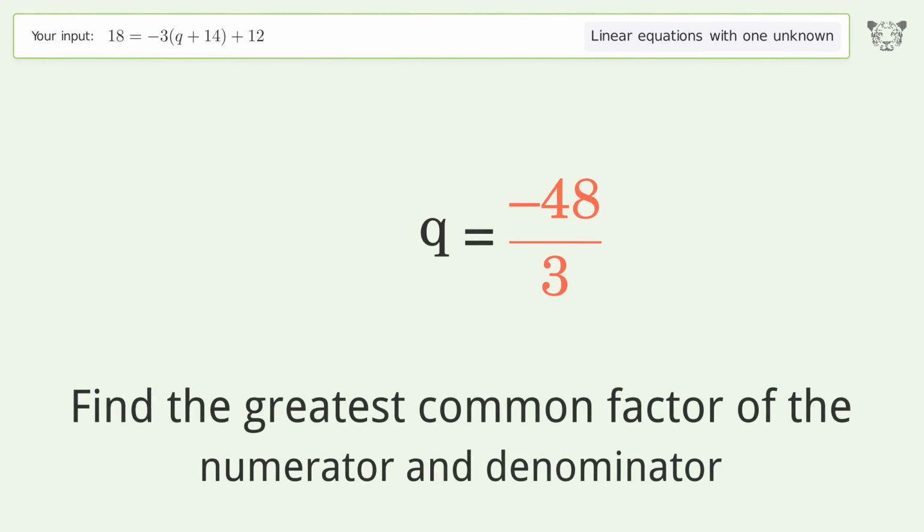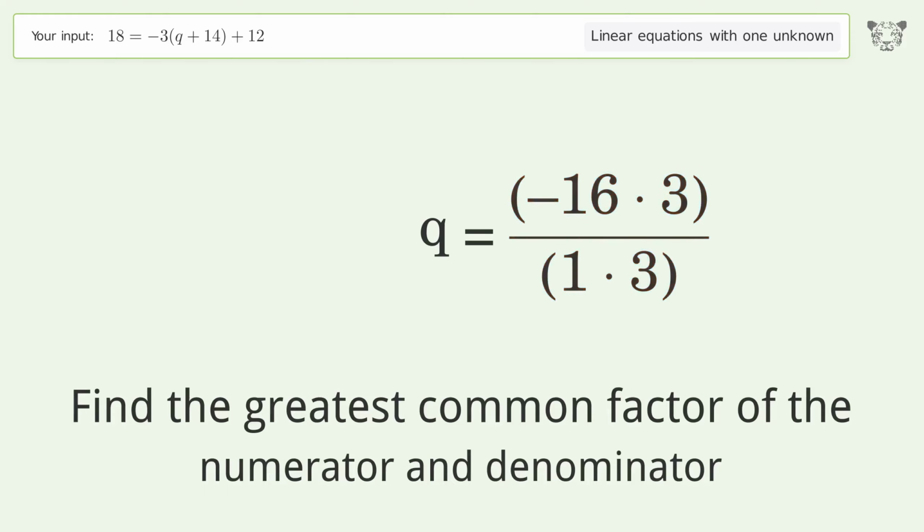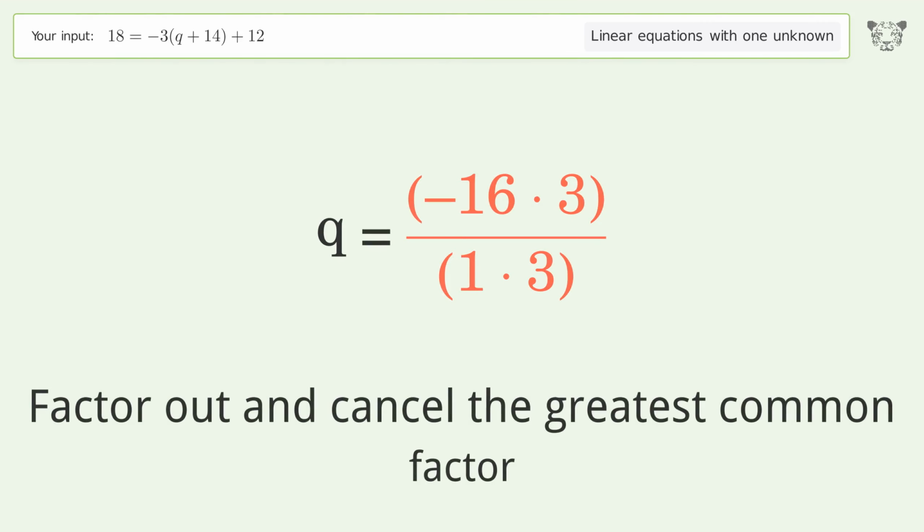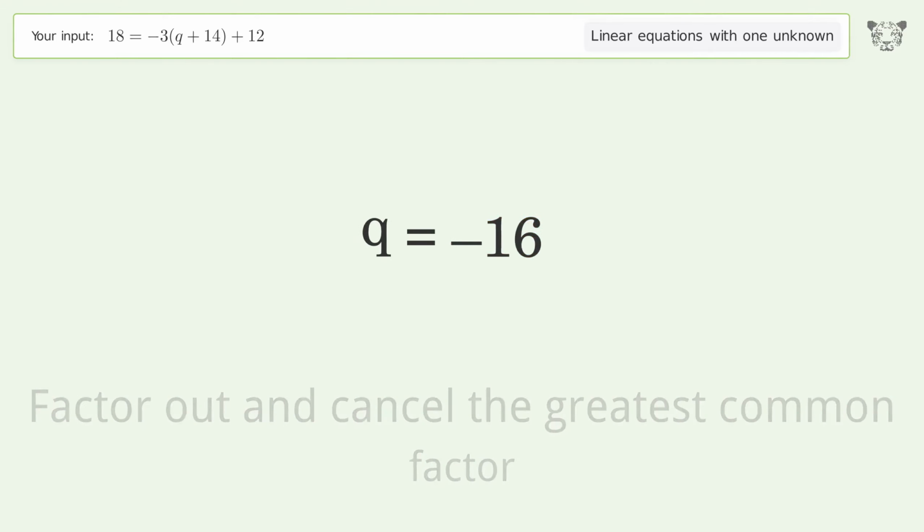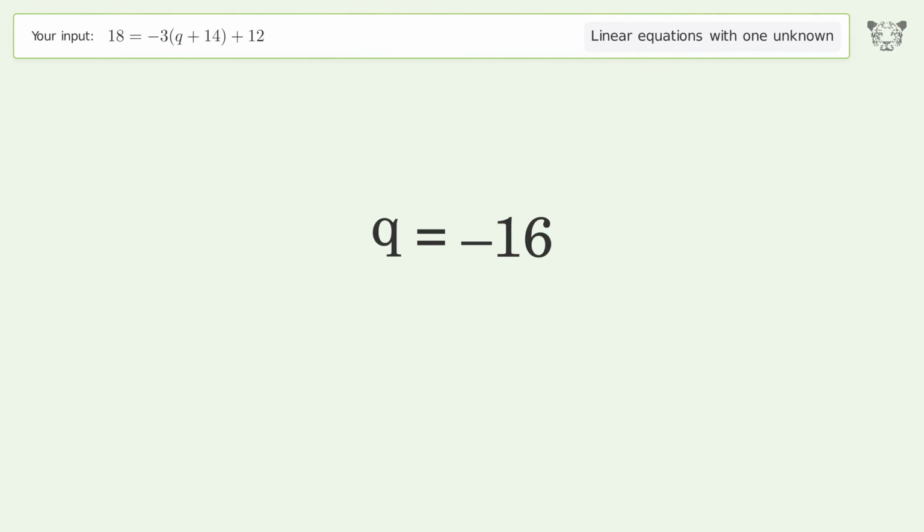Find the greatest common factor of the numerator and denominator. Factor out and cancel the greatest common factor. And so the final result is q equals -16.